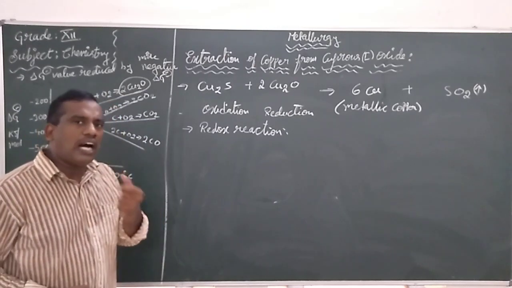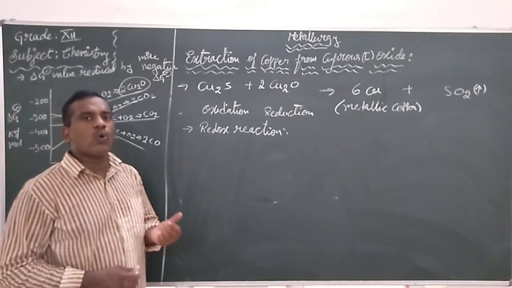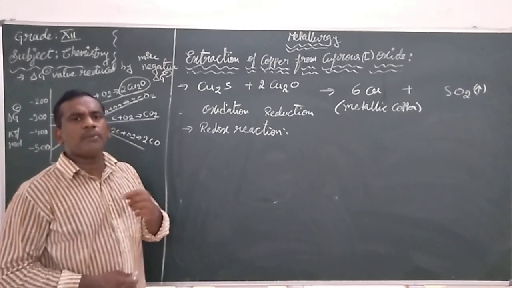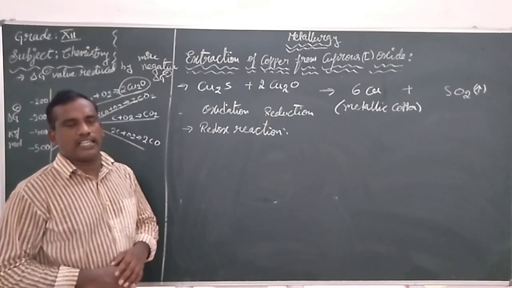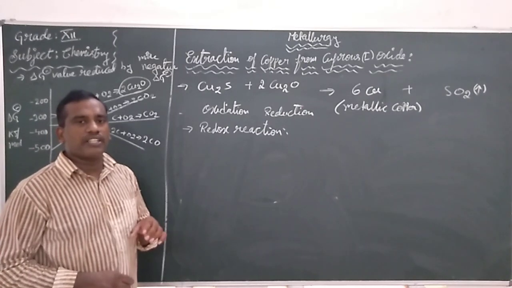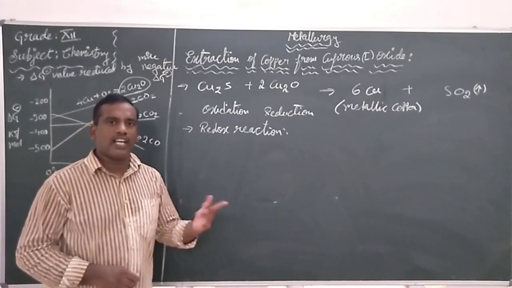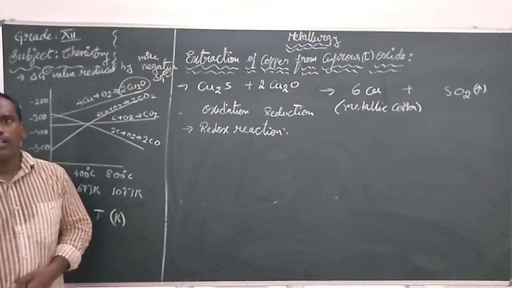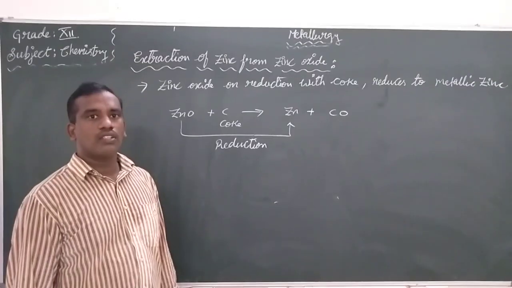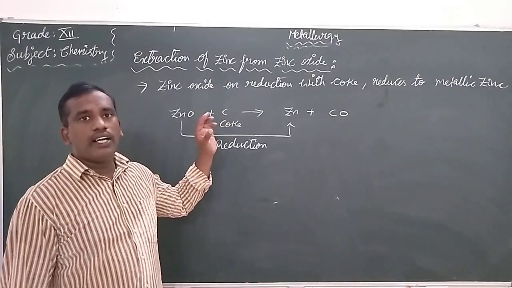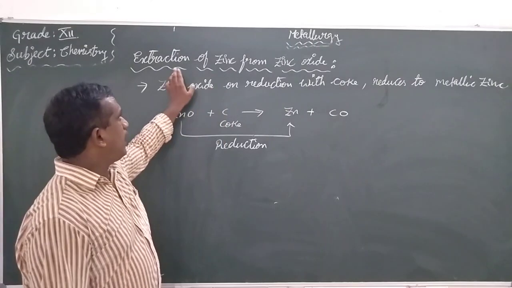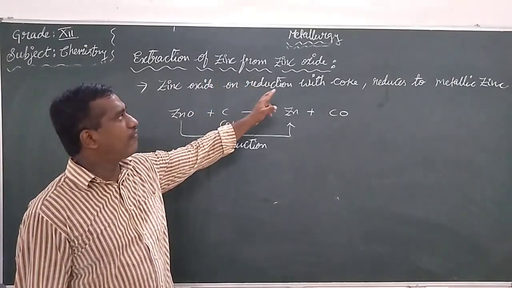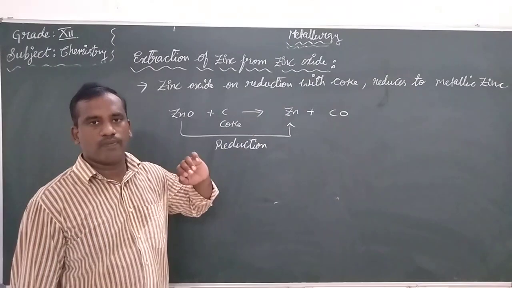Now we have a last topic left over, how to get zinc metal from zinc oxide. Let us continue with it. Let us see the next example. Extraction of zinc from zinc oxide.